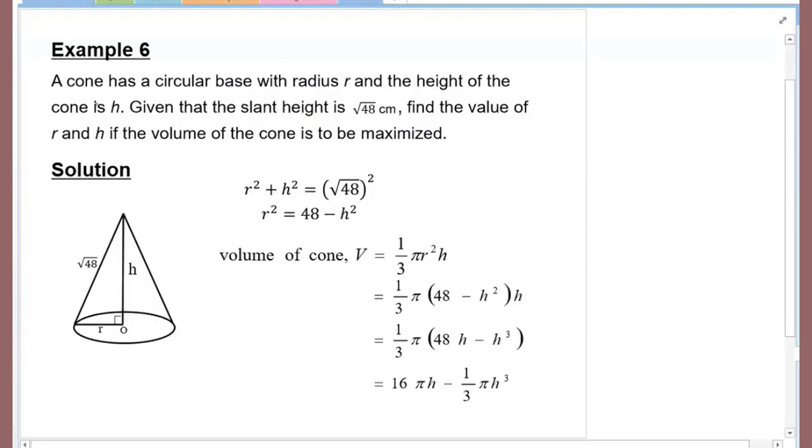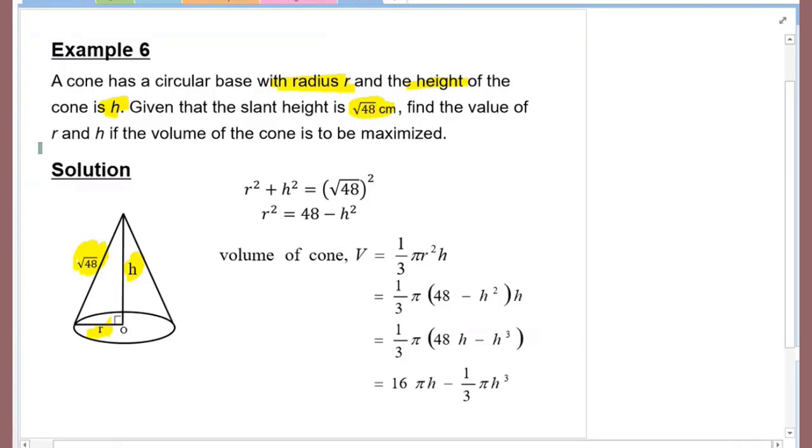Cone. Okay. Has a circular base. Okay, base. Cone. Radius R. Okay, the height is H. Given the slant height is 48. Find the value.